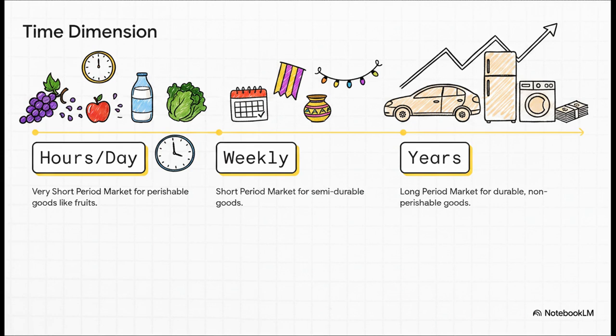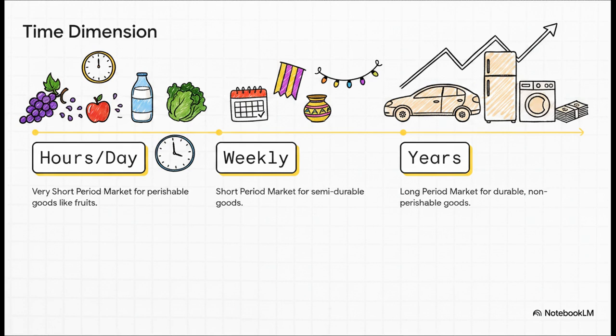But hey, time is just as crucial as physical space. Markets stretch across this whole chronological timeline. On the ultra-short end, you have the very short period market. These literally exist for a few hours, maybe a day. Think highly perishable stuff like fresh veggies or milk.